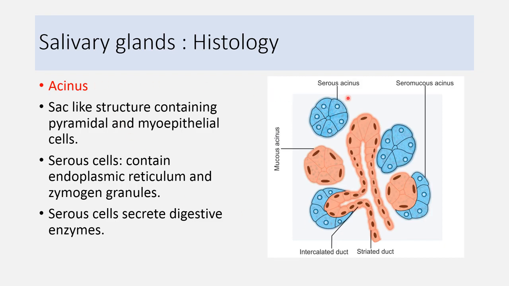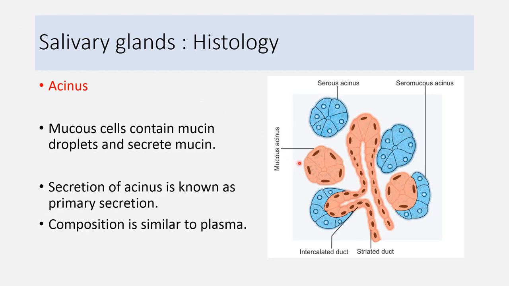Acinus is a sac-like structure containing pyramidal and myoepithelial cells. There are two types of acinus present: the serous type and the mucous type. Serous cells contain endoplasmic reticulum and zymogen granules, and serous cells secrete digestive enzymes and saliva which is rich in water and electrolytes. Mucous cells contain mucin droplets and secrete mucin. Secretion of the acinus is known as primary secretion and its composition is similar to plasma.